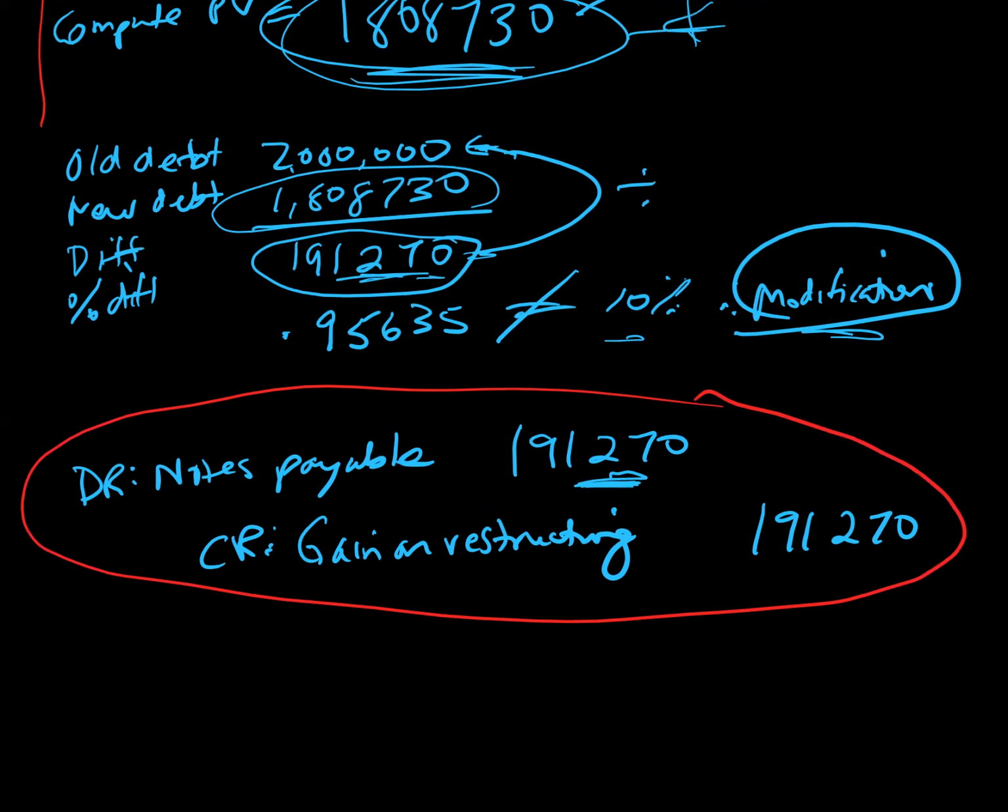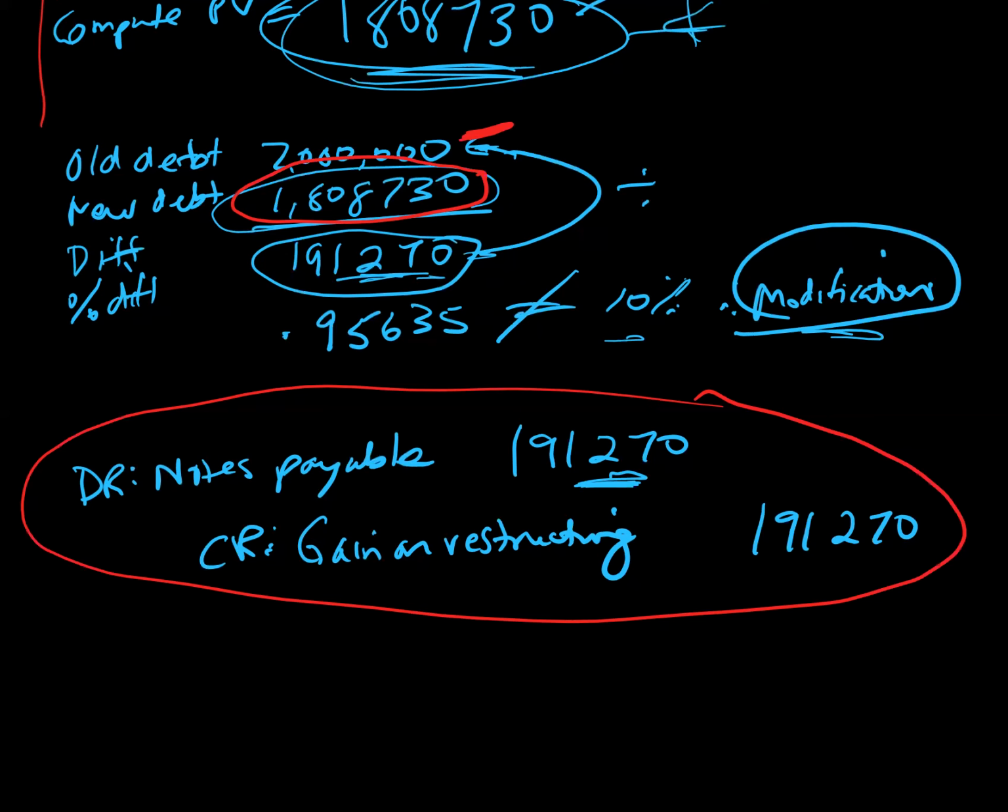Now, ASPE does not record this entry. Where IFRS said we want the note on our statement of financial position at this present value of 1,808,730, ASPE says no, this is a continuation of old debt. It's not new debt. So I have $2 million of note payable on my statement of financial position right now, just like under IFRS, sorry. But I'm not going to change that amount on day one.